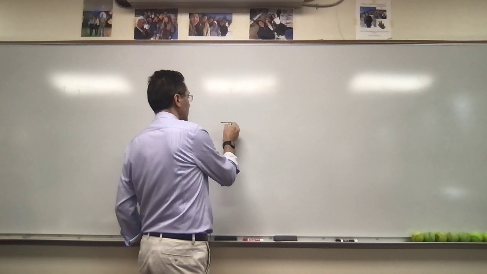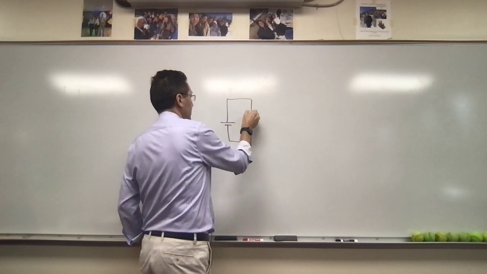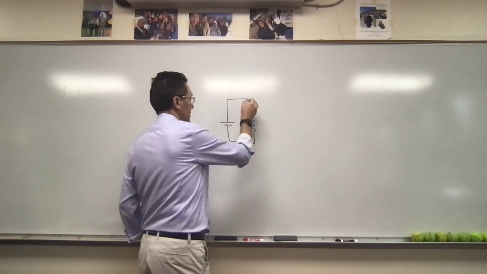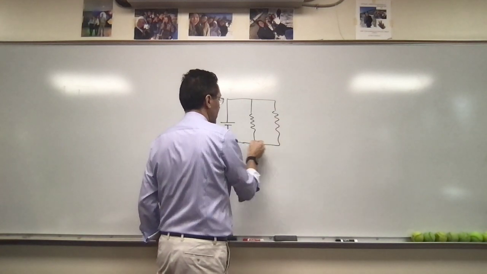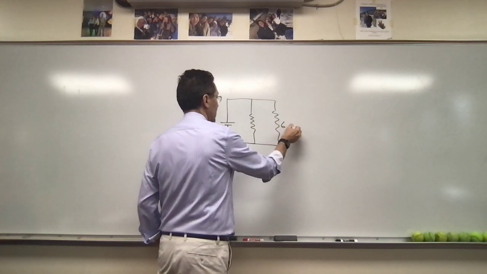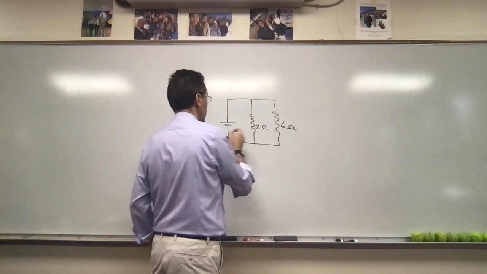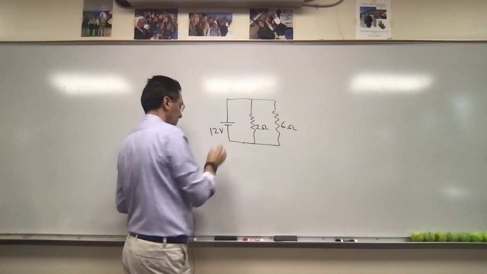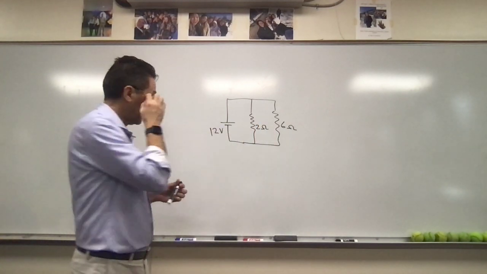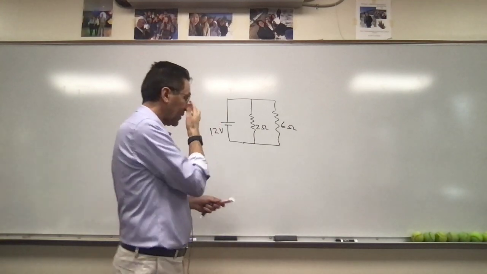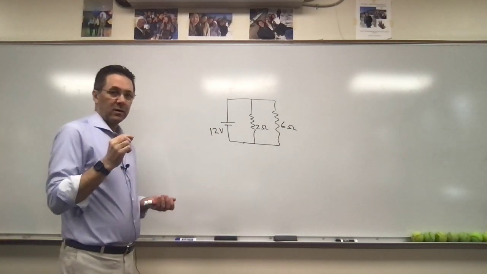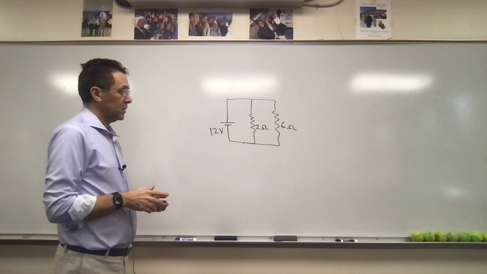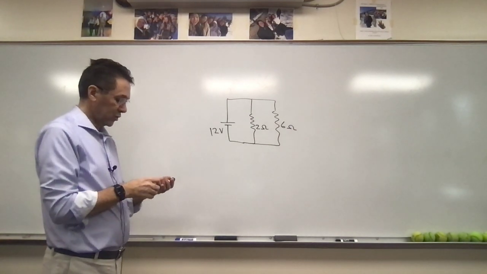So in a parallel circuit, let me just start with two resistors. Let's say I start with a 6 ohm and a 2 ohm resistor, and I put in, let's say, a 12-volt battery, just like the previous video. If I want to find the overall current, I'm going to actually start with the voltages.